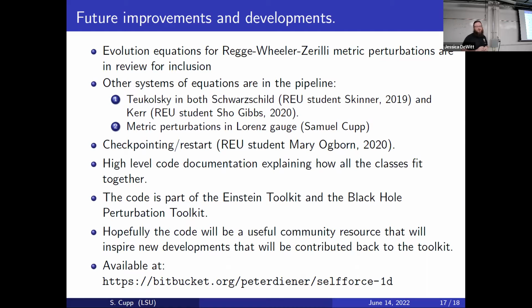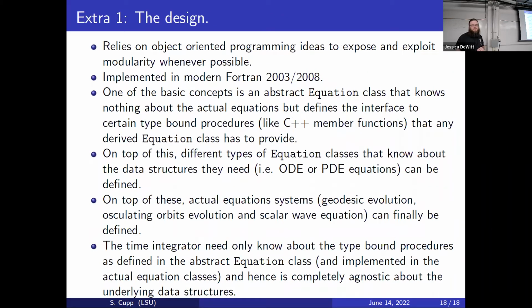There's also checkpointing and restart that's been worked on by an RIT student. As I said, there is high-level code documentation explaining how the classes fit together. In addition to being in the Einstein Toolkit, it's also in the Black Hole Perturbation Toolkit, which you will hear about from Barry and Niels on Thursday. So hopefully the code will be a useful community resource and also inspire new developments for contributing back to the toolkit. And this is the Bitbucket that it's at. This is a slide Peter has that talks about a lot of the features that are being used. It's here in case people want to see it at some point.